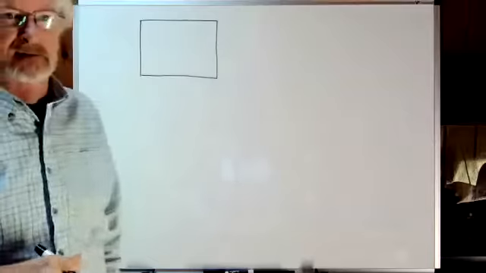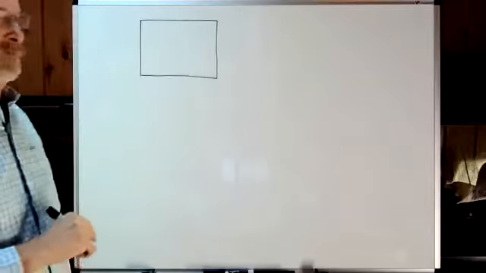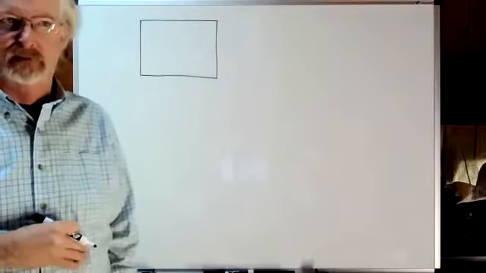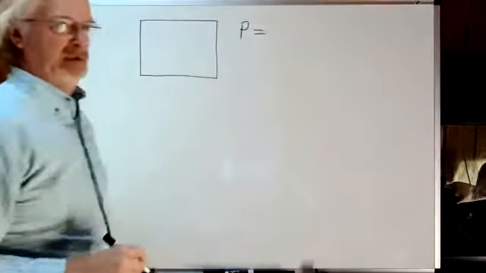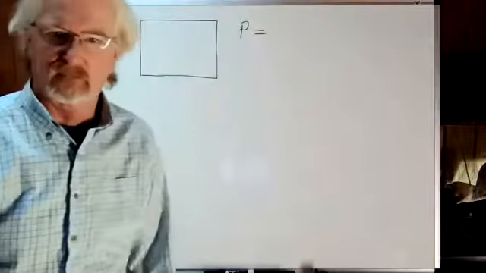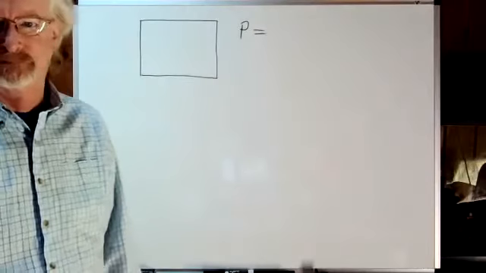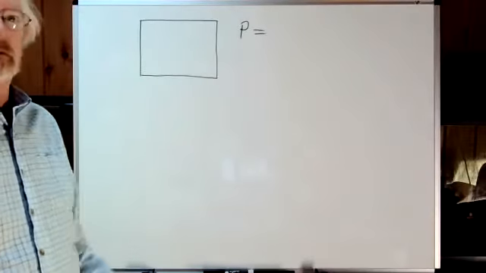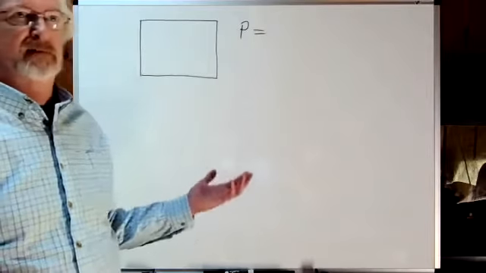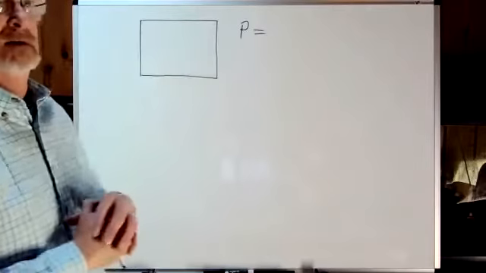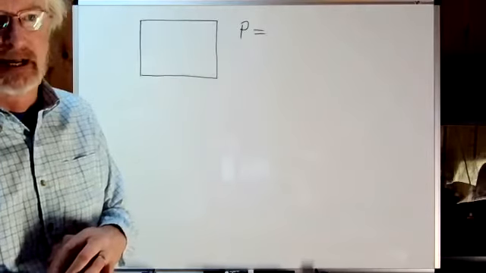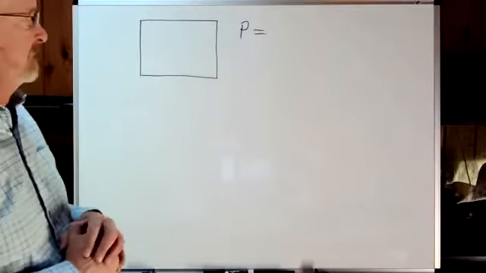And the first thing I would ask you is, can you write down the formula for the perimeter of a rectangle? P equals, how do I get the perimeter? Mentally, you've got to understand the definition of perimeter, right? What's the length all the way around? Add up the sides, right?